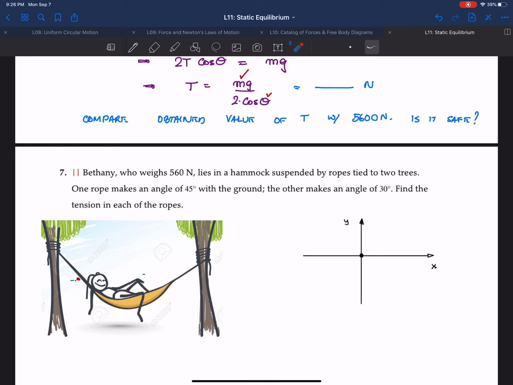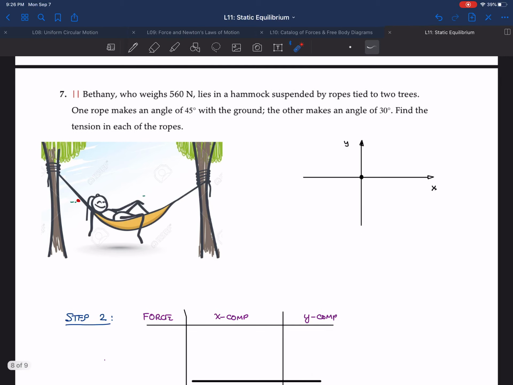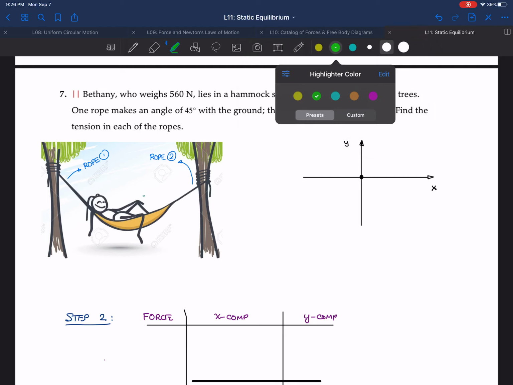So what we've got here is, using the same kind of setup that we had for the previous problem, I'm going to call this rope 1. And this here is rope 2. She's in a hammock, and the angles are specified relative to the horizontal here.